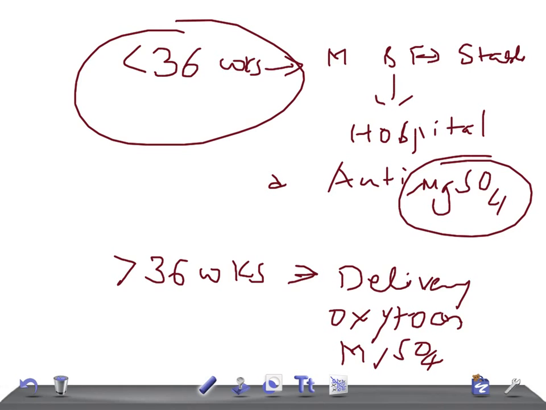If less than 36 weeks, if the mother and the fetus are stable, then conservative management in the hospital.